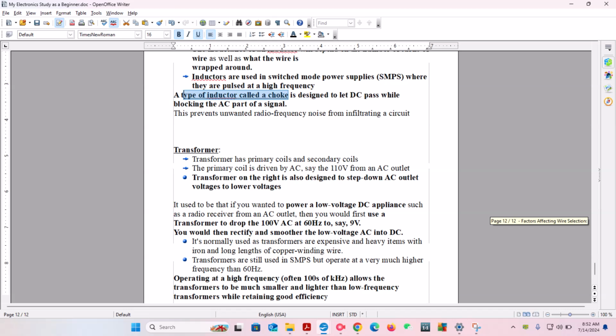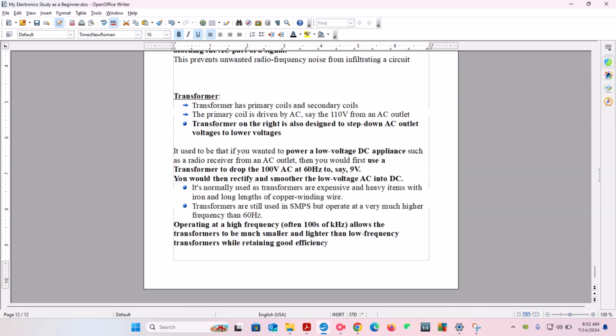It's called a transformer. Now, a transformer has primary coils and secondary coils. Primary coil and secondary coil. A primary coil is driven by AC. Say it's 110 volts from the AC outlet. The transformer on the right is designed to step down AC outlet voltages to lower voltages.